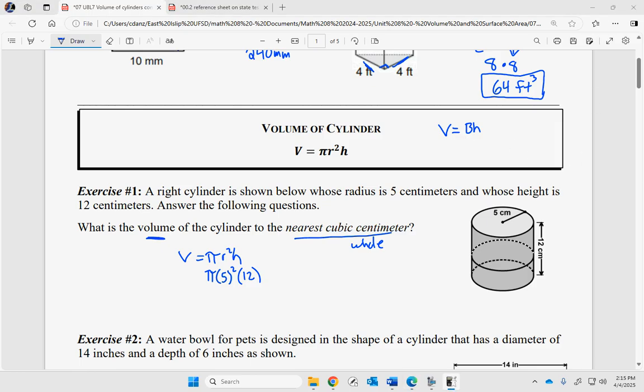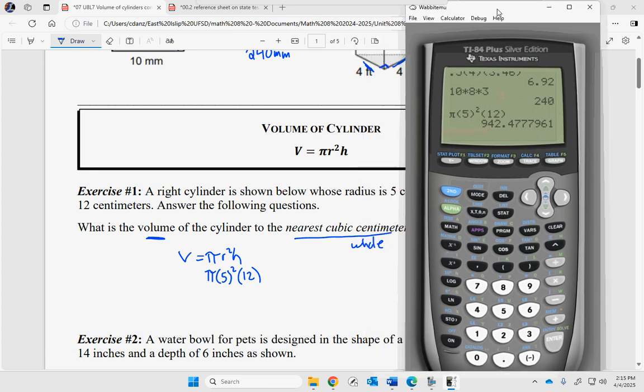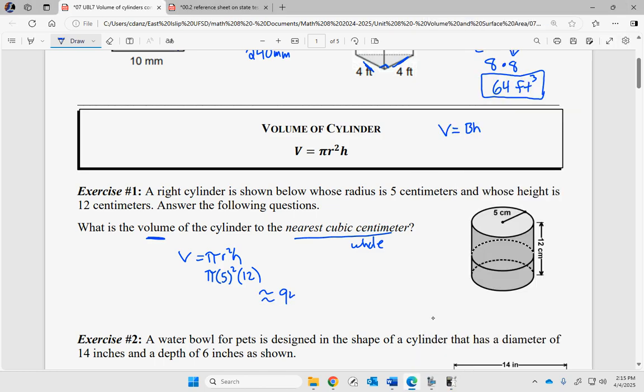let's see, what's my handy dandy calculator? Pi times 5 squared times 12 to the nearest whole number would be 942. Do you agree? So it's about 942 centimeters cubed. That's it. That's how you find volume of a cylinder.